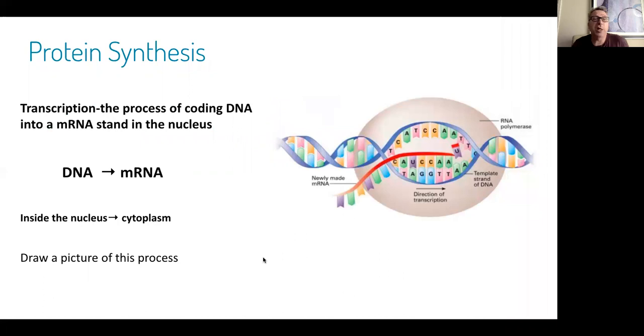Okay, so the process of transcription is coding DNA into an mRNA strand in the nucleus, right? So you can draw a picture, and it doesn't have to be this exact, but what we want you to understand is that we can't see the nucleus, it's huge, right? You have to imagine this is a tiny part of the nucleus, because this is the enzyme.